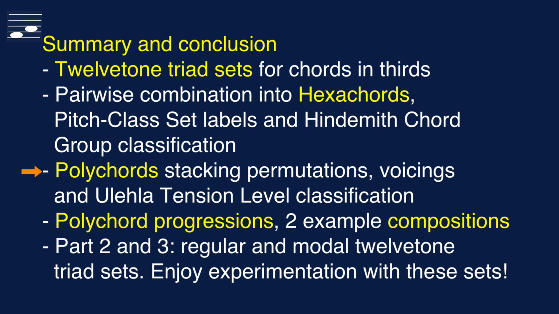Stacking two triads on top of each other yields polychords. There are 4 possible permutations for each polychord pair. The 6-part voicing will yield a corresponding Ulehla Tension Level classification. And now comes the application aspect. I've demonstrated an approach for generating a polychord continuity and how to achieve some tension level control within the already highly dissonant 12-tone polychord idiom by careful distribution of the sharp dissonant intervals.